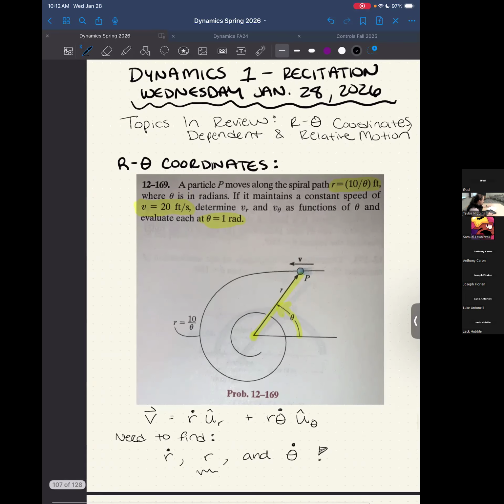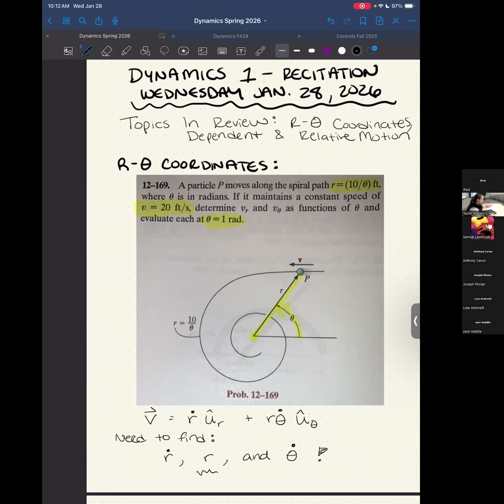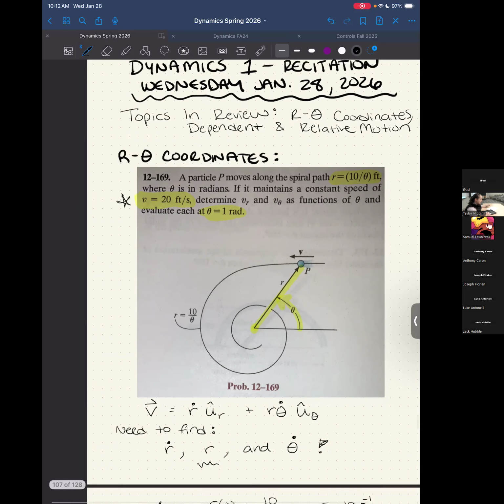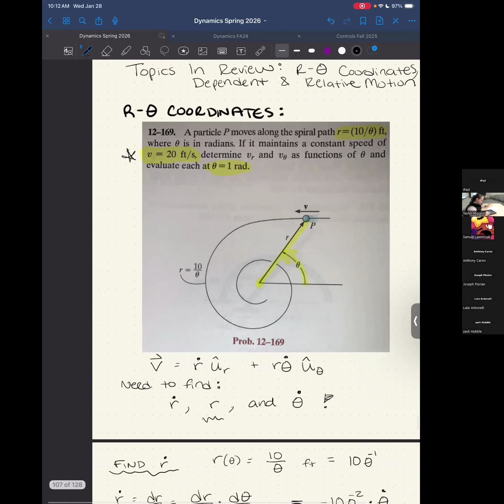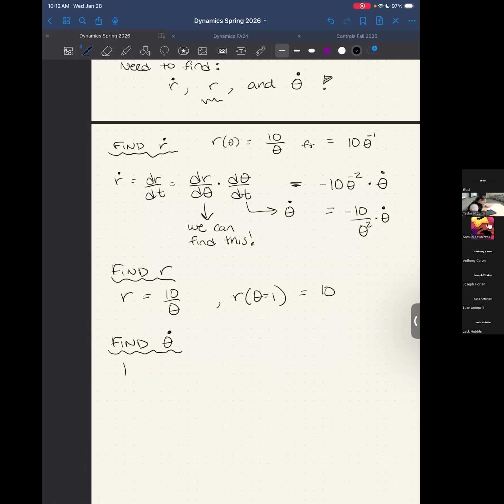So we know it's not a traditional problem where I'm given theta as a function of time, so I can't take a time derivative of some expression to find theta dot. So what do I do? Is there any information we haven't used yet? Beautiful. We have not used this information that the speed is constant at 20 feet per second. So my next question is, how can I use this info that says constant speed of v equals 20 feet per second?